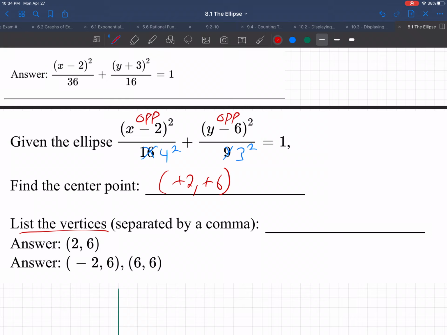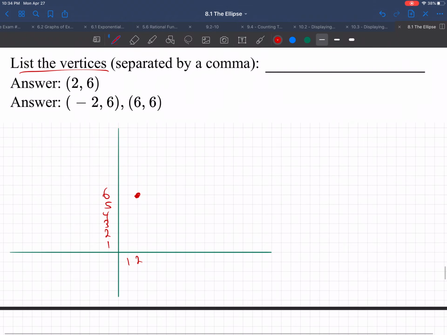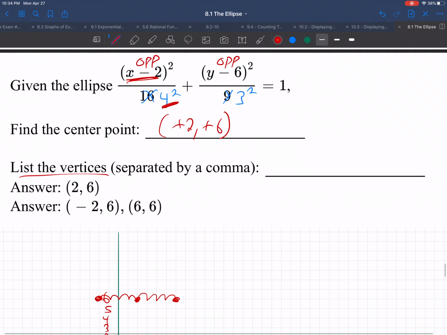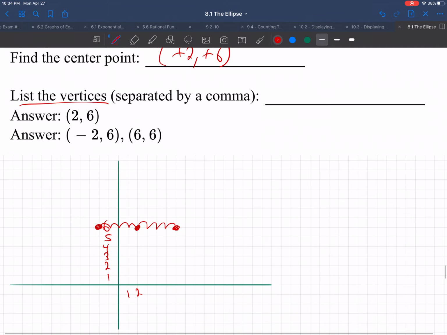From that center, I go right and left 4. Remember, whatever's underneath x is always right, left. So right and left 4. So I'm going to go 1, 2, 3, 4. And 1, 2, 3, 4. So those 2 points, and then whatever's underneath y, 3 squared. So I'm going to go up and down 3. 1, 2, 3. 1, 2, 3. There we go. There's our egg shape. Now we just draw it.